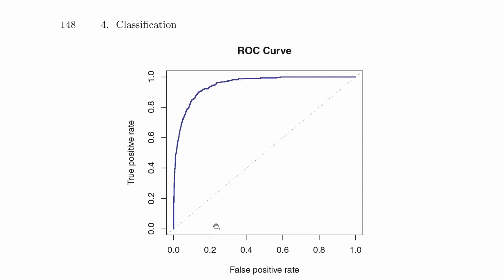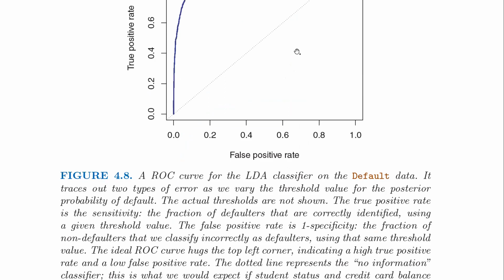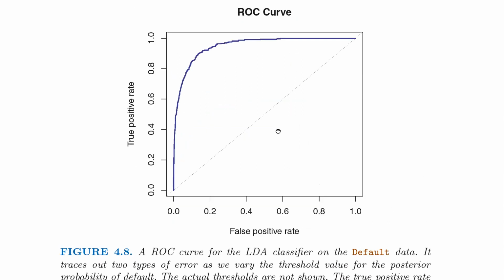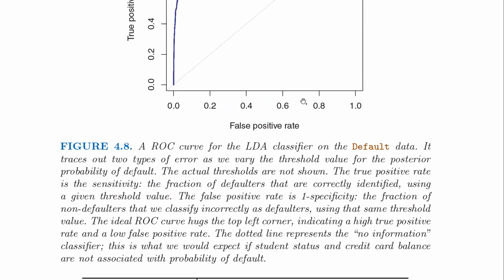No, actually, I'm spotting something different, isn't it? It's the false positive rate against the true positive rate. So I think this is for the overall data. Look, this was correct when I was taking different lines as we vary the threshold value for the posterior probability of default.